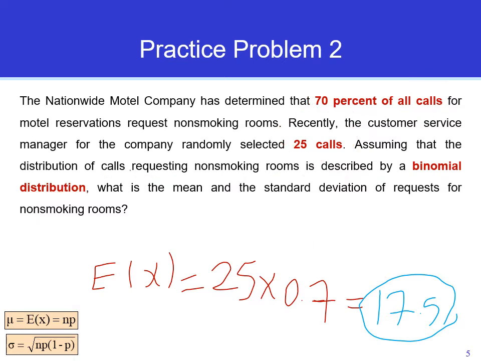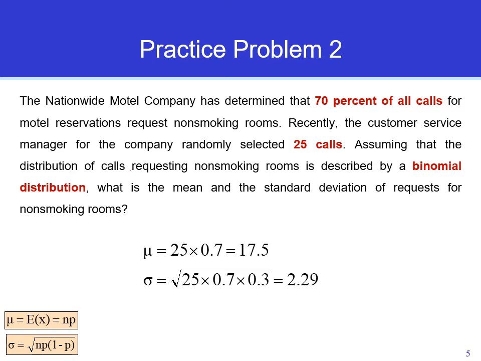For finding the standard deviation, we use the other formula here. This is the square root of n multiplied by p multiplied by 1 minus p. So let's see the solution here. The expected value is 17.5 and the standard deviation is 2.29.